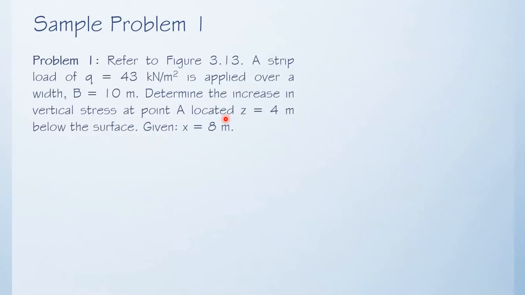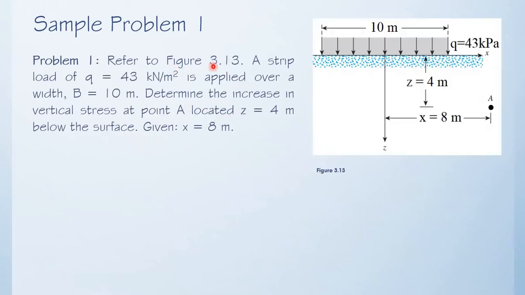So let's take a look at this example. Refer to Figure 3.13. A strip load of Q equal to 43 kilonewton per meter squared is applied over a width B, which is 10 meters. Determine the increase in the vertical stress at point A, located at Z equal to 4 meters below the surface, given that X is equal to 8 meters. So we have here your figure. It has a width of 10 meters. The load is given to be 43 kilopascals. Then we will determine the vertical stress increase at point A as an effect of this vertical strip load.